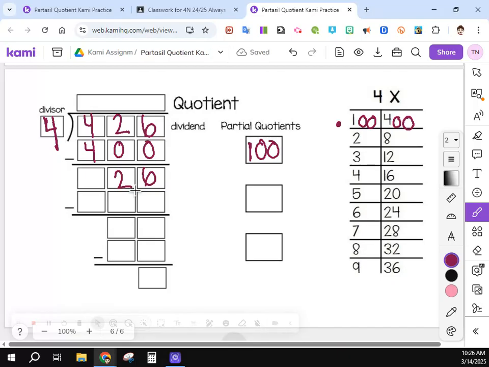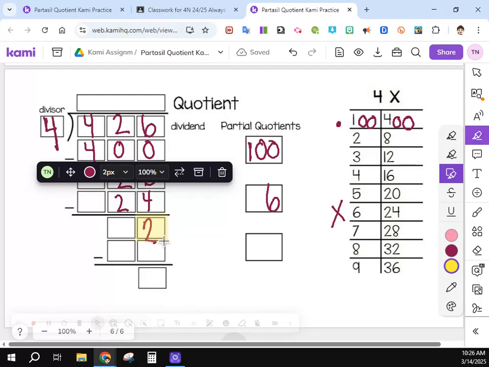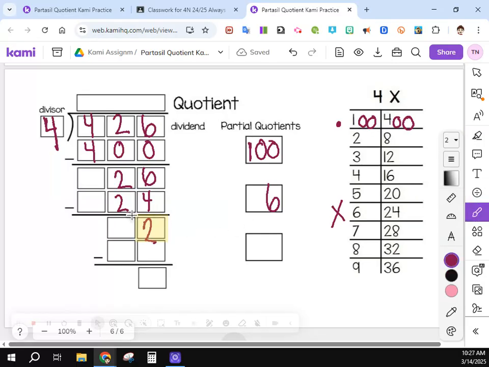Is 26 a multiple of 4? What brings us closest to it without going over? 4 times 6. So place your 6 over here and your 24, and then subtract. Is 2 less than 4? So what is 2 going to become? Okay, so we are done.